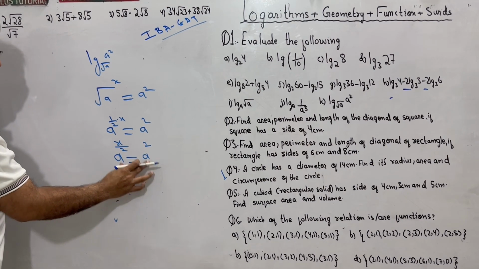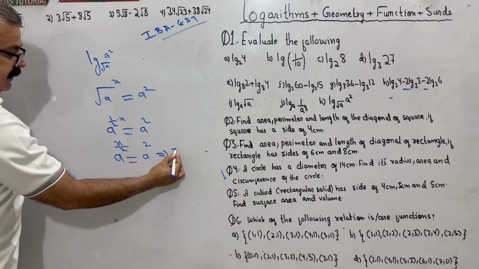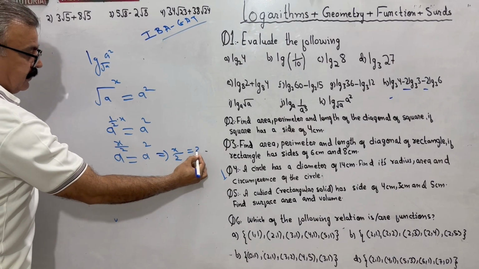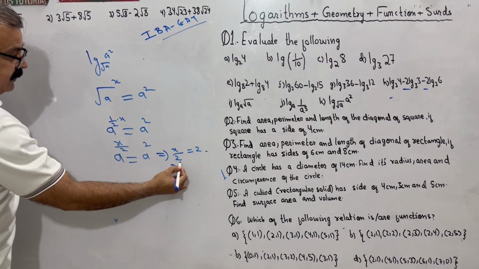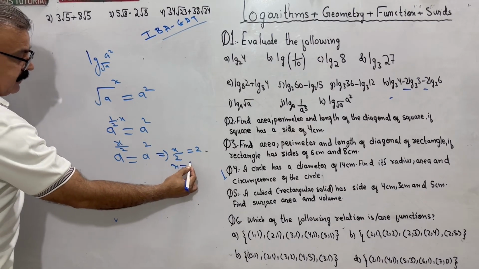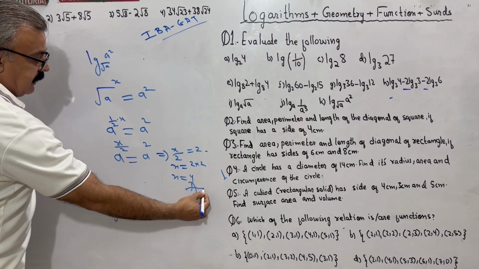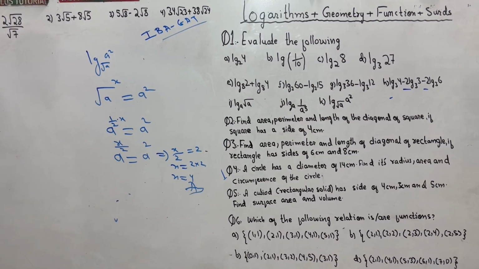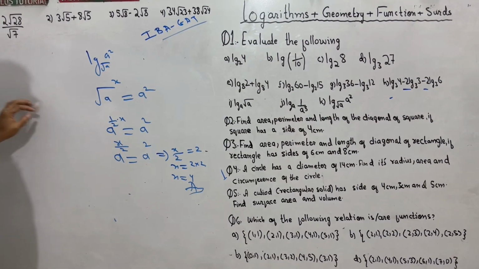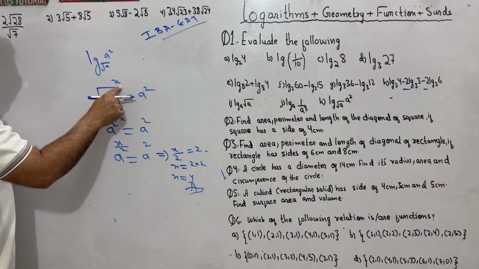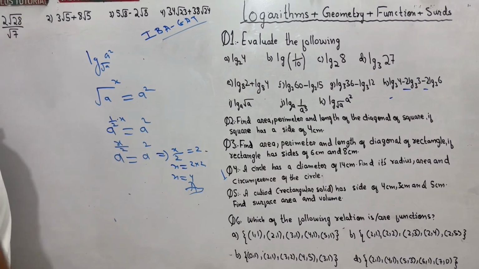Bases are equal, therefore powers are equal. We have x over 2 is equal to 2. Shift from denominator to numerator, from division to multiplication. x is equal to 2 times 2. x is equal to 4 is our answer in that case. It means root a raised to 4 gives a square. Simple as that.